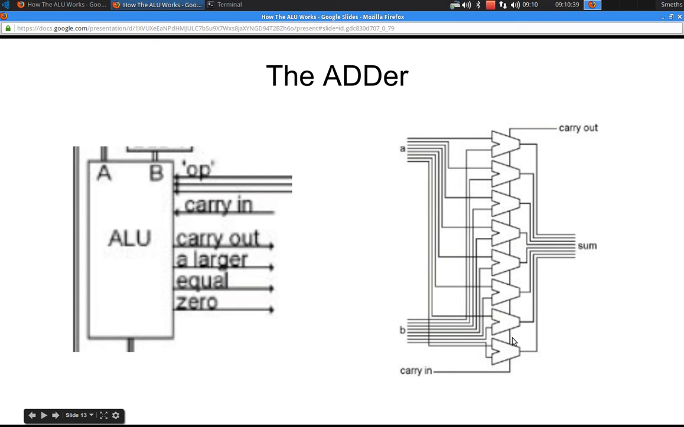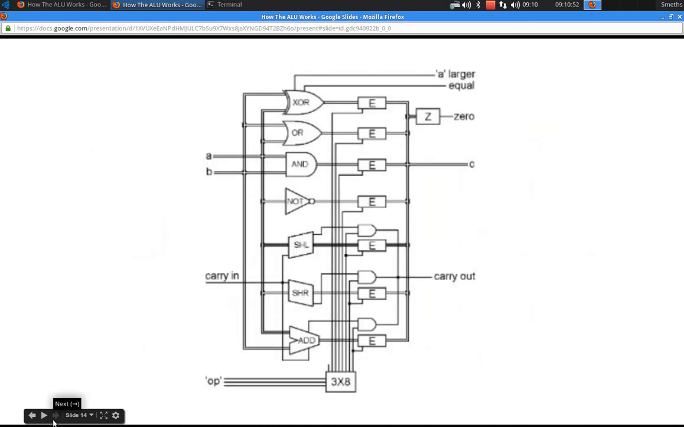Carry in, the carry out from that goes to the next one, and the next one, and the next one, and so on, then you get a carry out. And that's your sum, that's your C at the bottom. So that's how addition works. Again, it's a similar sort of rippling idea. Let's go on to the next bit.